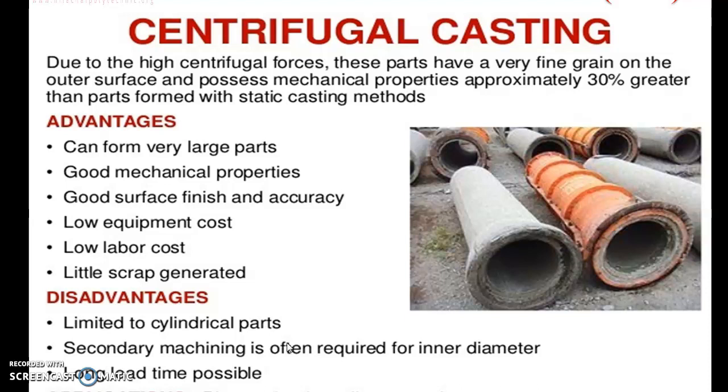As far as the advantages are concerned, very large parts can be formed, as we already discussed. Good mechanical properties, good surface finish and accuracy, low equipment cost, low labor cost, and little scrap generated. So these are the advantages of centrifugal casting. By proper control of flow rates and movement of the pouring orifice, long and large tubes of very uniform quality and wall thickness can be cast easily. So these are the advantages.